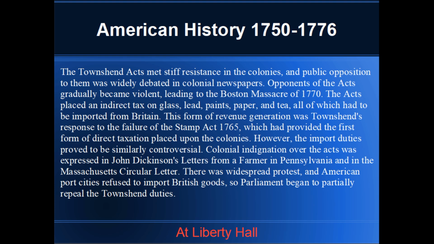The Townshend Acts met stiff resistance in the colonies, and public opposition to them was widely debated in colonial newspapers. Opponents of the acts gradually became violent, leading to the Boston Massacre of 1770. The acts placed an indirect tax on glass, lead, paints, paper, and tea, all of which had to be imported from Britain. This form of revenue generation was Townshend's response to the failure of the Stamp Act 1765, which had provided the first form of direct taxation placed upon the colonies. However, the import duties proved to be similarly controversial.